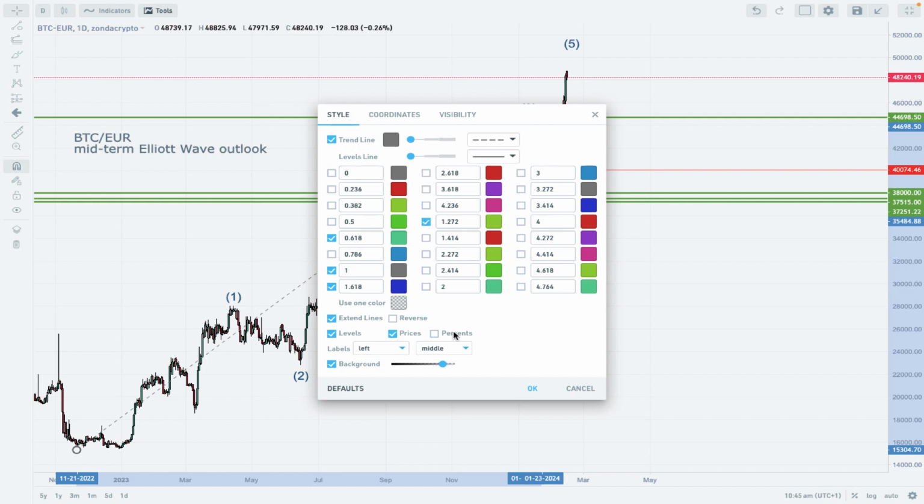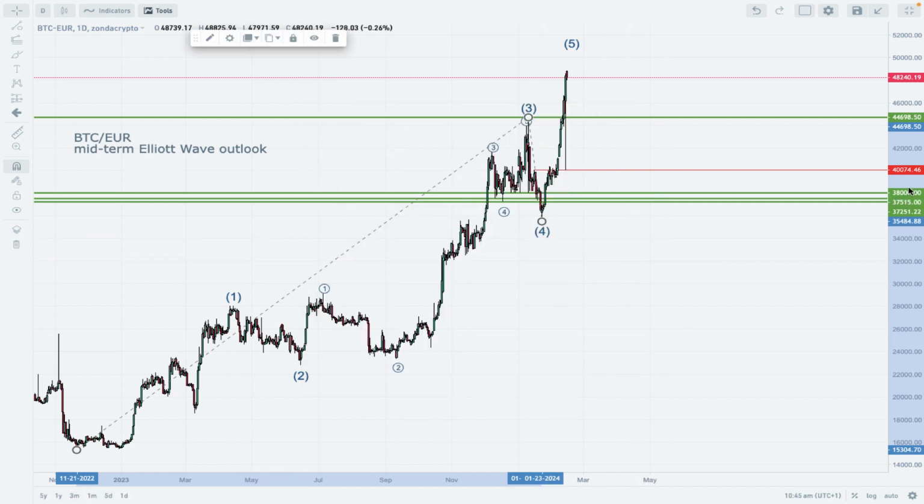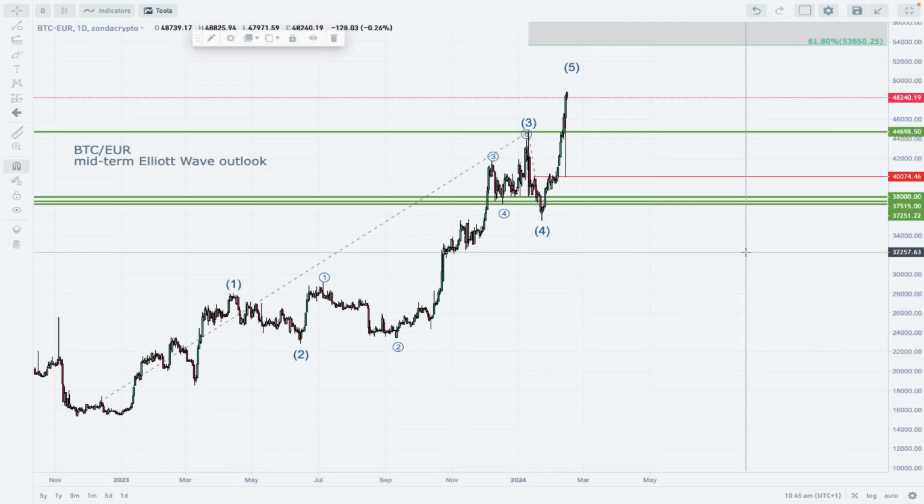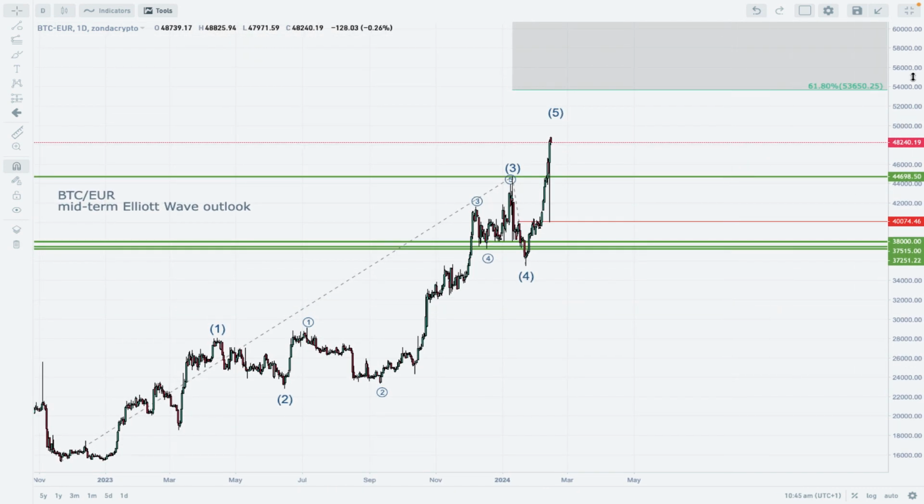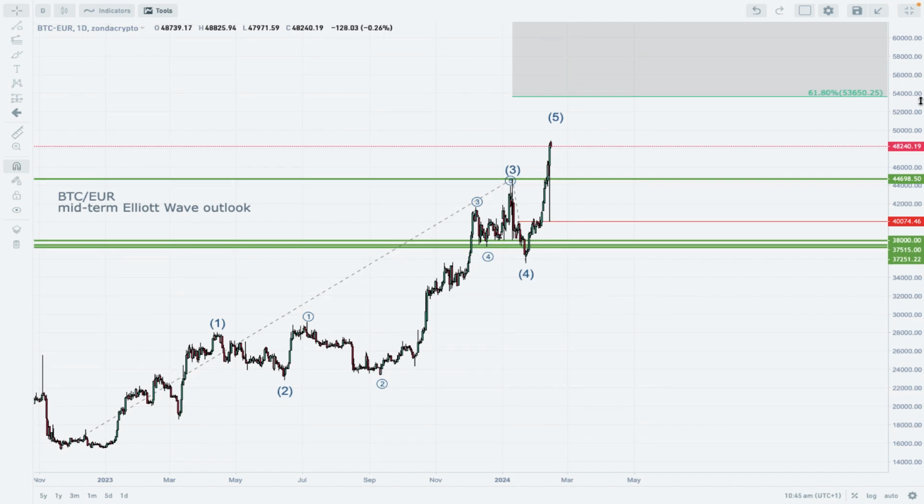Why? Because of the theory of the Elliott wave. I don't want to get into these details right now. Oh, where are my waves? Yes, there you go. Well, we are still below the target for the Bitcoin to Euro.